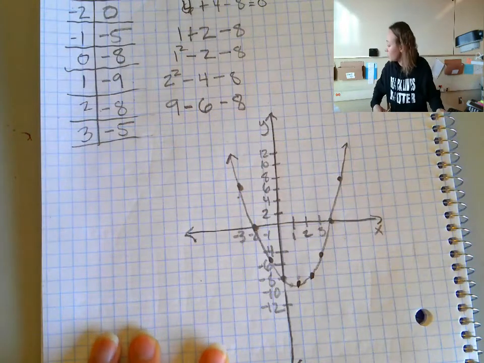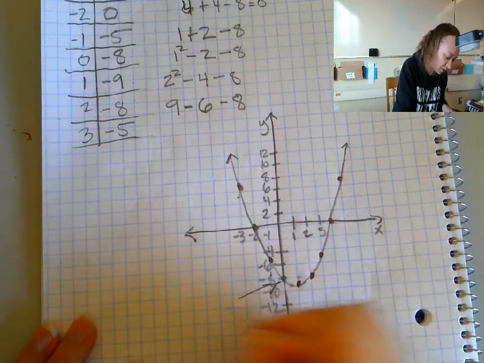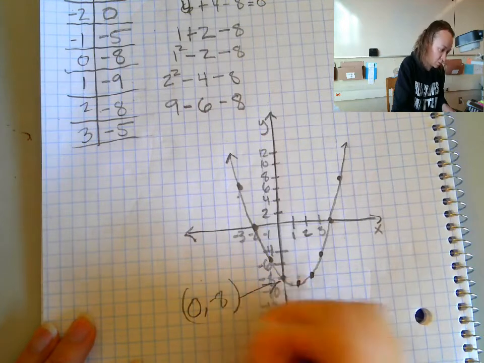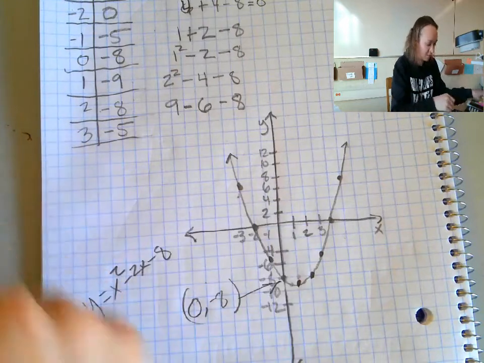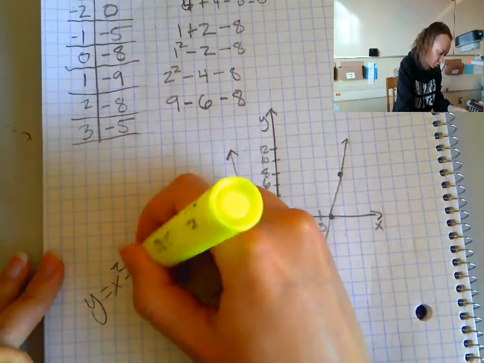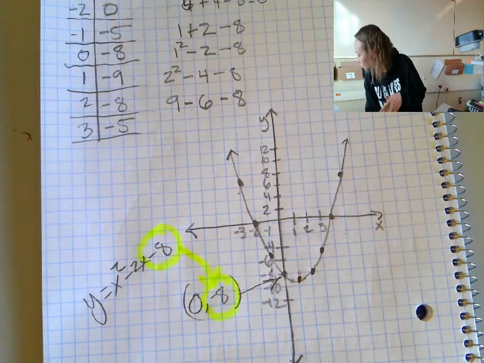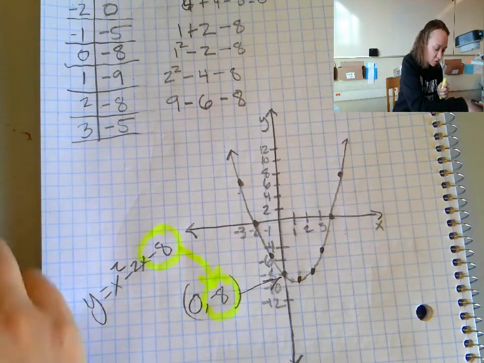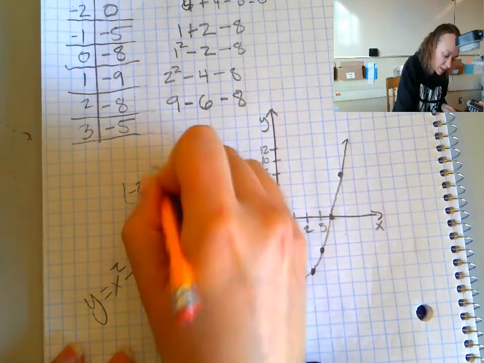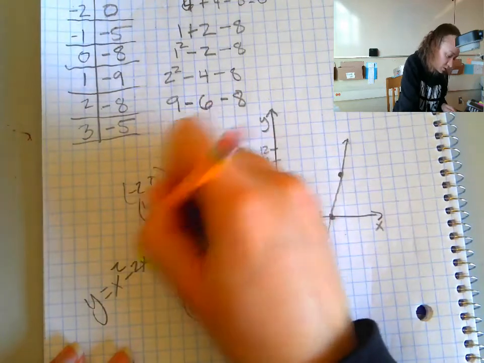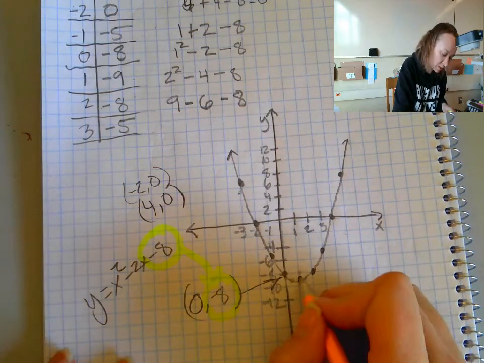They wanted you to articulate that the y-intercept is the p-value. So the y-intercept is (0, negative 8), which is also y equals x squared minus 2x minus 8. Those are the same thing. Okay? And then they also wanted you to name the x-intercepts, which for this one were (negative 2, 0) and (4, 0). And the lowest point of the graph was (1, negative 9).